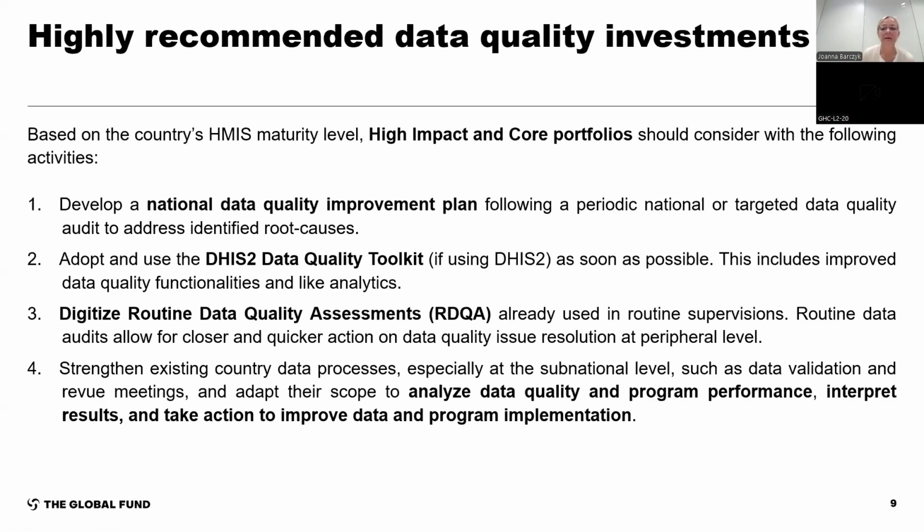So in a nutshell, the key recommendations will vary on the maturity of your respective health information system. There are 4 points that we would really like to stress. Please think about having a national data quality improvement plan following a data quality assessment that can be national, that can be targeted, that can be embedded in a surveillance system assessment or an HMIS assessment, but really not to stop there. Think about having a national data quality improvement plan that is targeted and also looks at a tailored approach to sub-national findings, because they will vary across districts and health facilities.